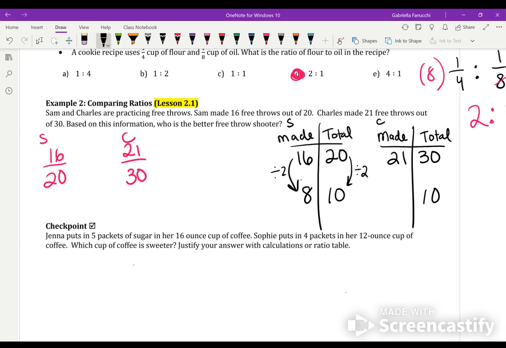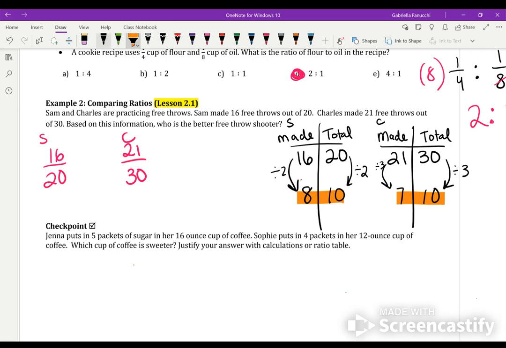That would be 8. And then if I look here, what did I do to 30 to get to 10? Well, I'm going to divide by 3. Whatever you do to one side, you need to do the other. So we divide by 3 again. So 21 divided by 3 is 7. So now that we have the same denominator, we can look at our ratio here and say, okay, who is actually the better free throw shooter out of 10 shots? Who is making more? Well, 8 to 10 is better than 7 out of 10.